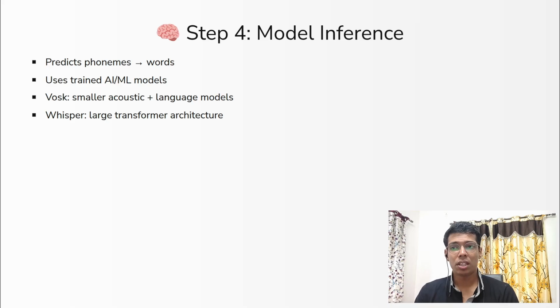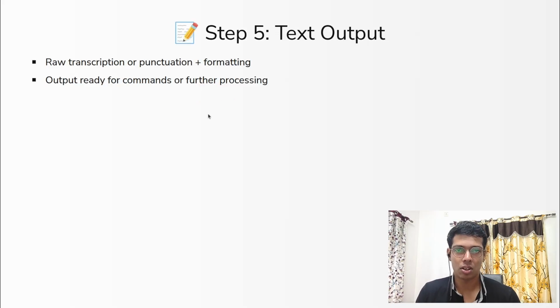So those are the two competitors. Then for the final output, of course, we have raw transcription or punctuated output, which totally depends on the model that we use. A small model will only give you text, but the larger models could give you punctuation, depending on the voice's properties, like how high the frequency is. Based on that, the punctuation and formatting come in.